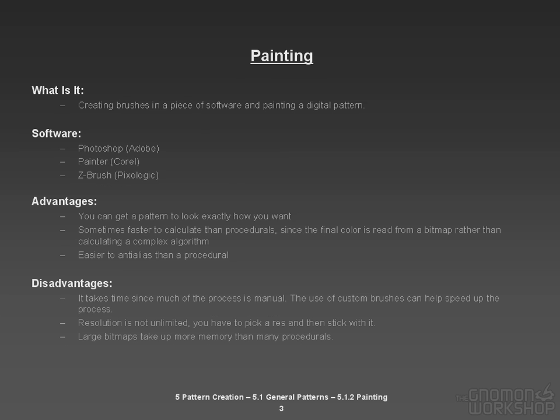So now, painting-wise, this is using brushes in a piece of paint software to create a digital pattern. And most people tend to use Photoshop for this, although some people use Painter by Corel, and some people use ZBrush by Pixologic. So the advantages of using painting is you can get the pattern to look exactly how you want it to. It's sometimes faster to calculate than a procedural because the final color is read from a bitmap, and it's easier to anti-alias than a procedural.